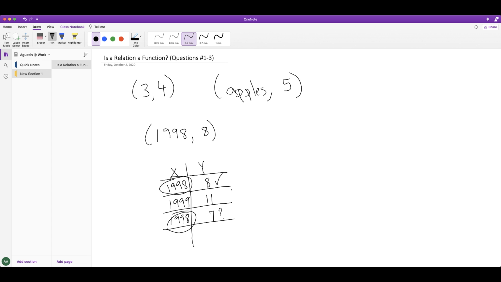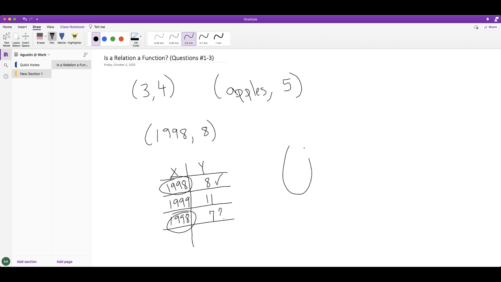The reason we need functions is to make sure that when we're working out situations and calculating things, we're consistently getting the same answers. We always have to get the same answer. So if the input is 1998, the output should always be 8, or it should be 7, but it can't be both. It's got to be one or the other. So that's why we need functions. That's one way to do it with tables.